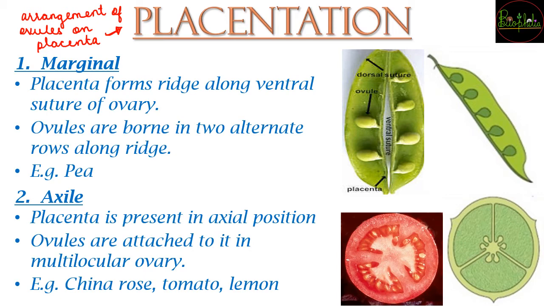The first one is going to be marginal. What does the name marginal remind you of? That it is going to be present along a margin, the margin of the placenta. So the placenta will form a ridge, and around the ridge these ovules are going to originate in two alternate rows.